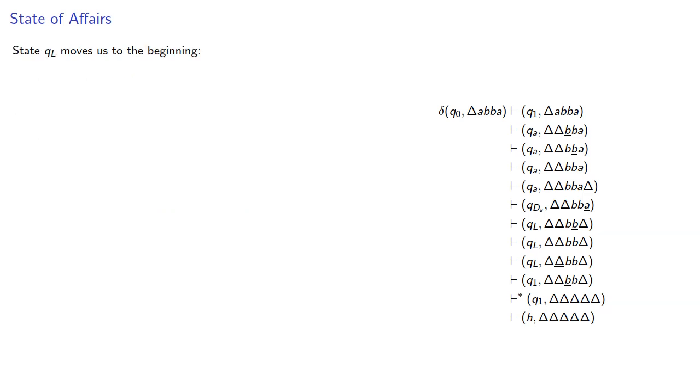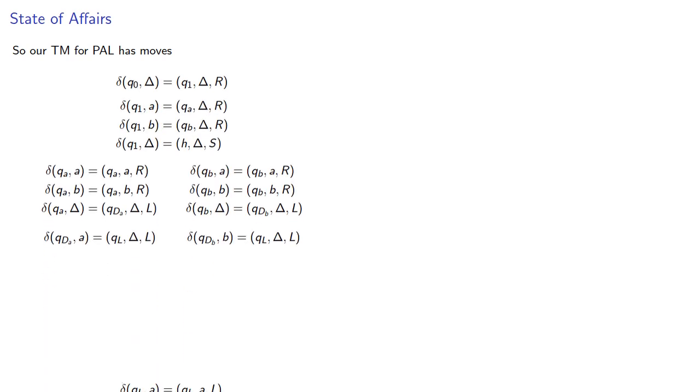Now, state QL should move us back to the beginning. So no matter what we read, whether it's an A or a B, we should reprint and move left. And the only time we change is if we read a blank space. And if we read a blank, we should change back into our ready to read the next symbol state Q1, and then move right. And so our TM for the language of palindromes has moves. Or does it? So let's check that these moves accept all palindromes and reject all non-palindromes.